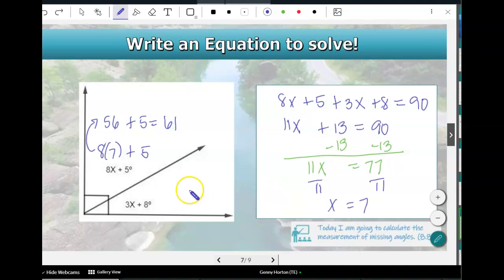Now you could just know that 61 plus 29 is going to give you the 90, but let's go ahead and plug it in. We're going to do 3 times 7 plus 8. So the 3 times 7 is 21, plus the 8 is 29. So let me go ahead and circle those answers. So this one was 61. This is 29, and I should put those degrees because they are measured in degrees.